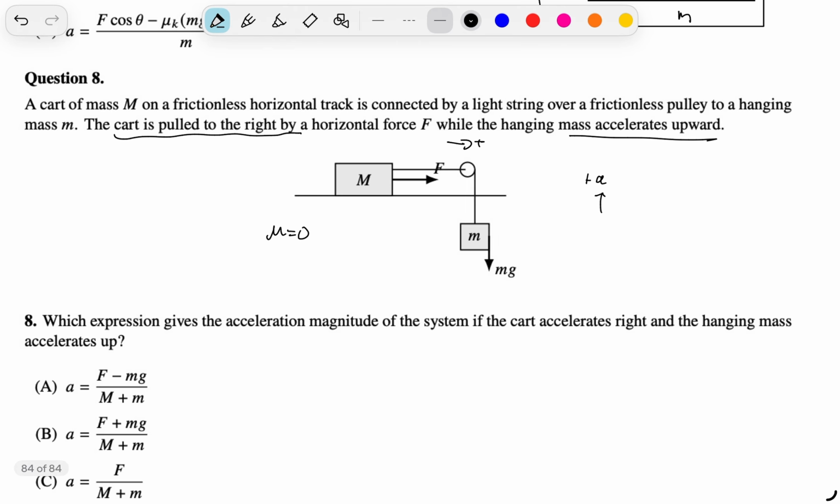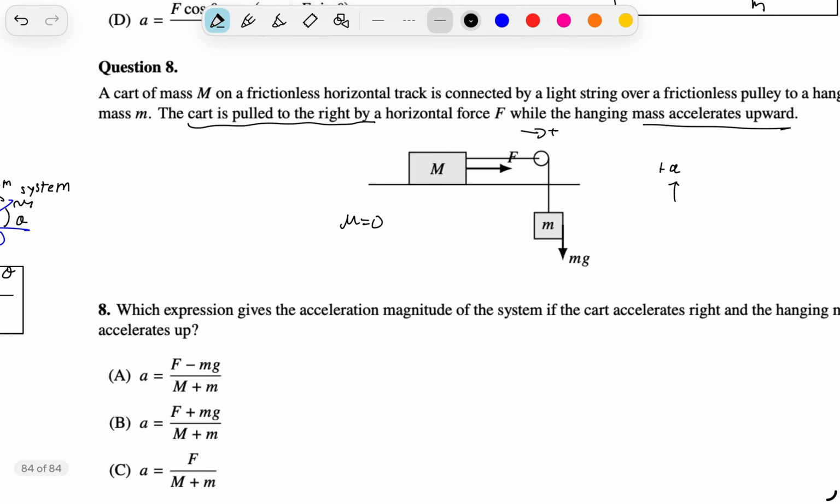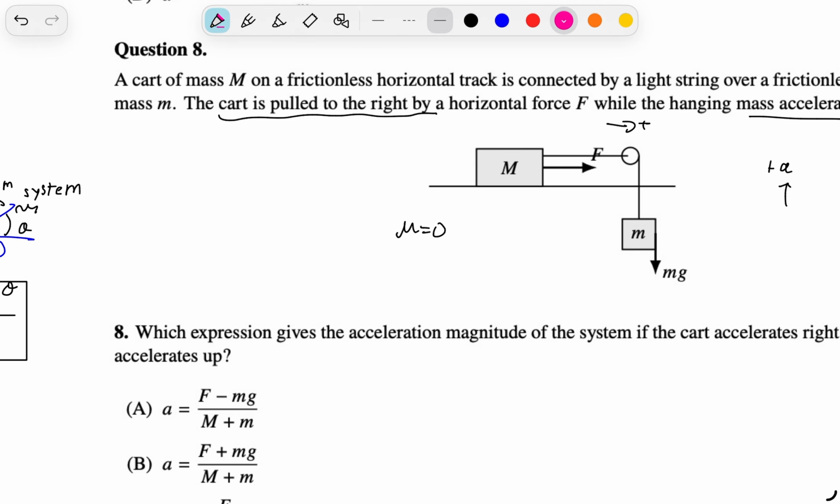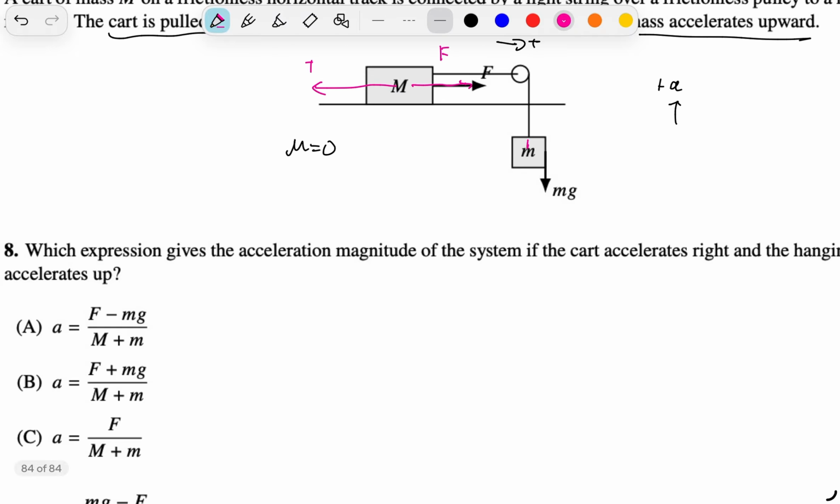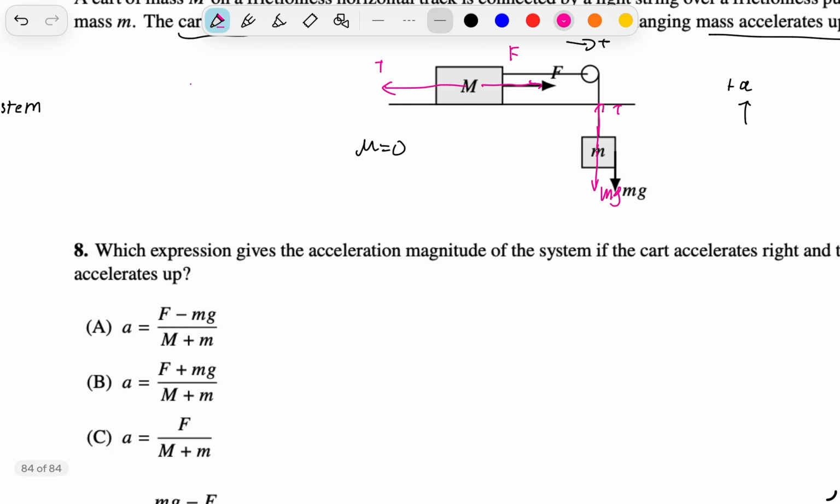Okay. So for big M, we have horizontally the force F to the right, and then we have tension to the left. For the hanging mass, we have a tension that is going to be up, and we have mg that is going to be down. So let's write Newton's law here. We have F minus T is equal to Ma, and here we have T minus mg is equal to ma.